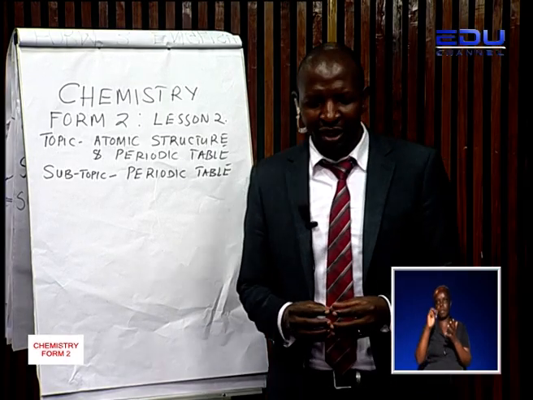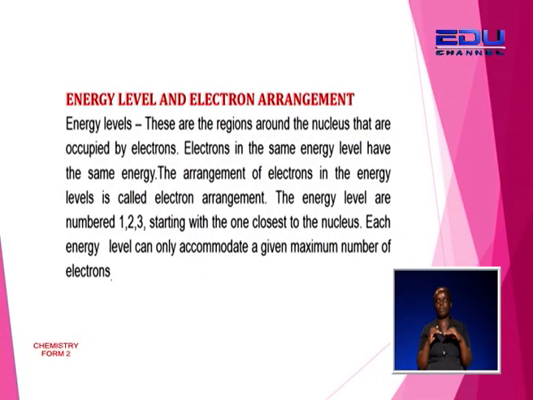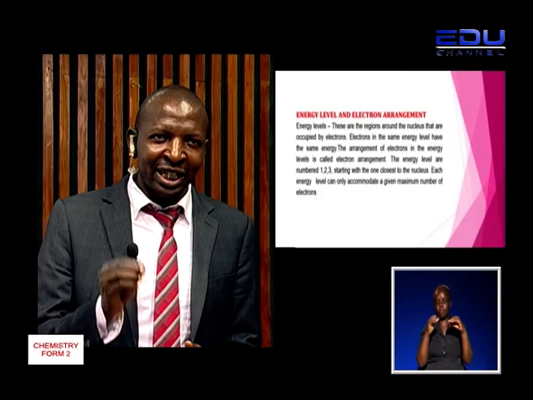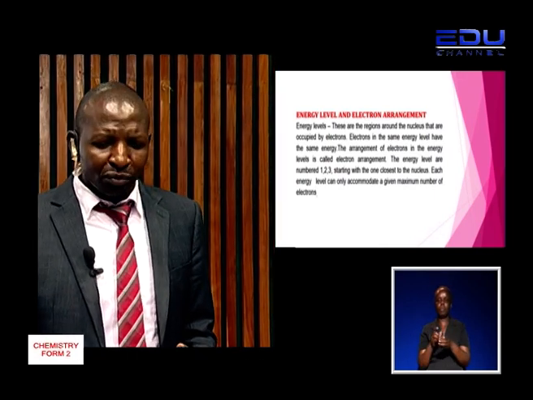Let's look at the energy level and electronic arrangement. Energy levels are regions surrounding the nucleus that are occupied by electrons. And electrons in the same energy level have the same amount of energy. That is why we call those regions that are occupied by electrons energy levels, because they contain electrons with the same amount of energy.